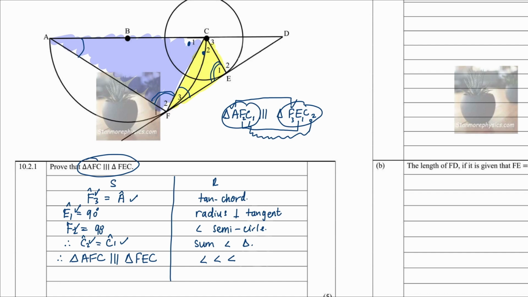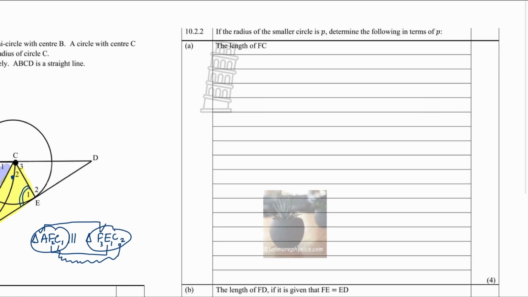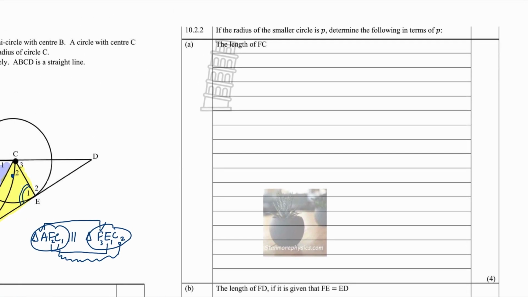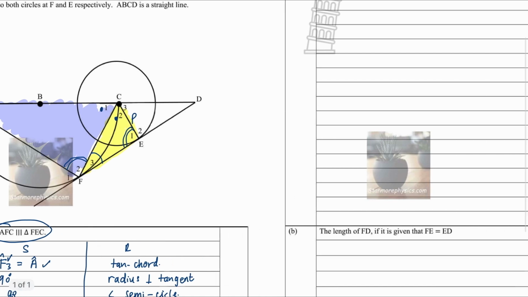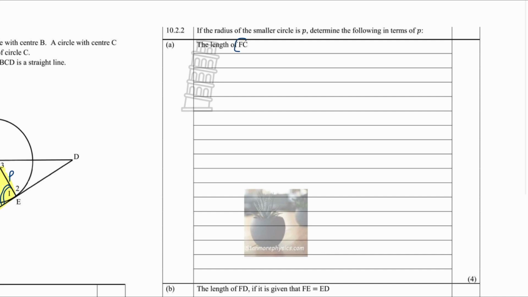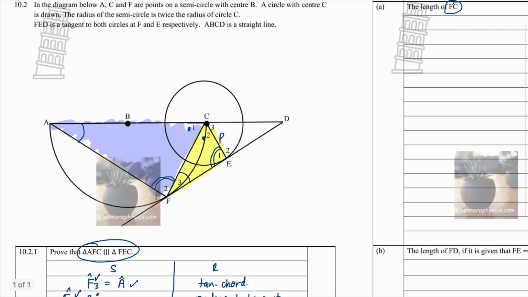Now let's take a look at the next part of the question, which says, if the radius of the smallest circle is P, determine the following in terms of P. Okay, so let's input that information right here. So if this is P, they want us to figure out what FC is. So FC is this line here. Now FC is common to both those triangles that we just proved.